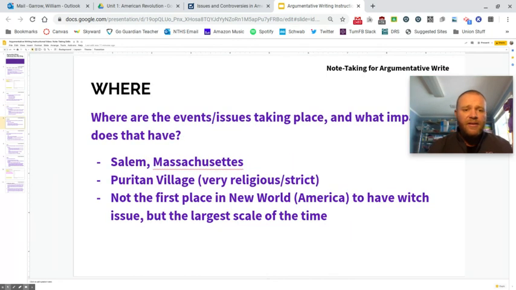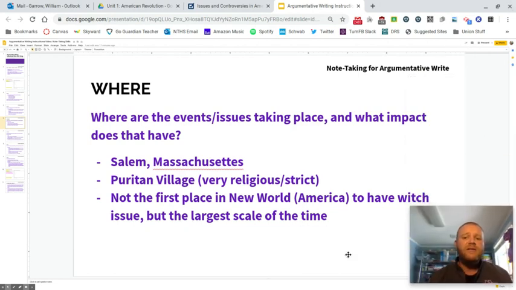Okay. The where piece is relatively self-explanatory, right? Where is this taking place? And then tell me what impact does that location actually have on the issue? Okay. So obviously in this instance, the Salem witch trials were happening in Salem, Massachusetts. Okay. But that's not the only thing I'm going to write down. Okay. When I'm taking my notes, I'm going to make note that yes, it happened in Salem, Massachusetts, but also that this was a Puritan village, a very religious, very strict village in Massachusetts. And that has an impact.